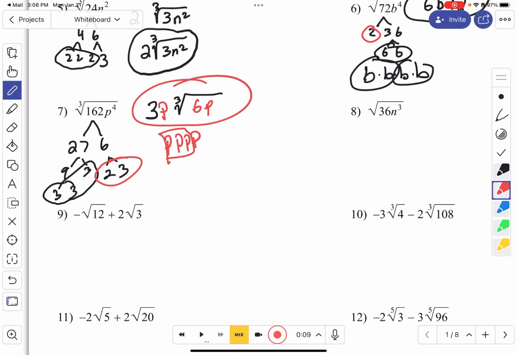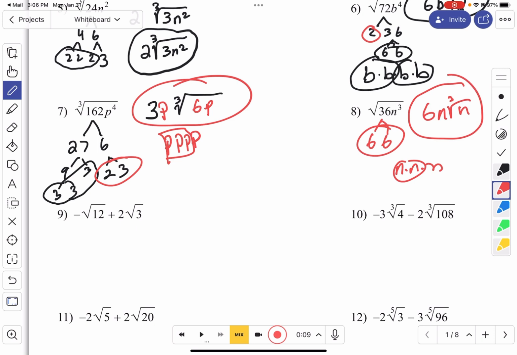Number 8, the square root of 36n to the 3rd. Well, 36 is 6 times 6, so there's a pair. That can come out, so it gives us 6. Now we've got n times n times n, so there's one pair. It can come out. We've got 1 left. So we've got 6n times the cubed root of n.